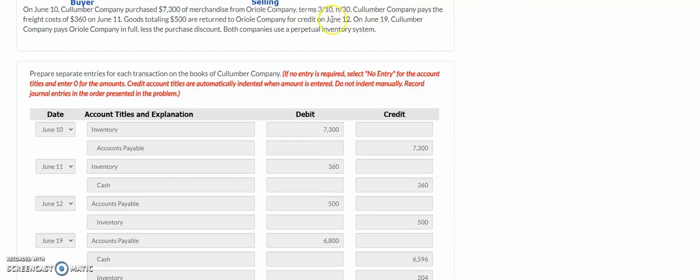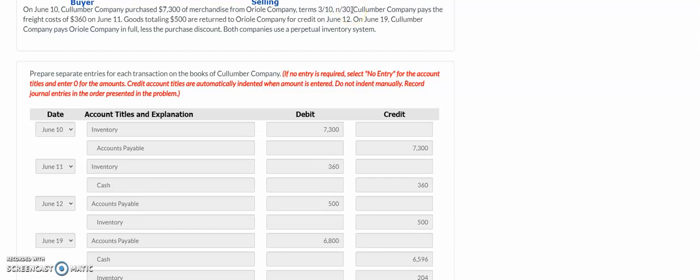What you're going to notice is that there are some terms associated with this purchase. Oriel Company is saying that when you purchase that merchandise, you have 30 days to pay it, but if you pay within 10 days, you're going to get a 3% discount. So the way you read this is 3/10, n/30: 3% if paid within 10 days, or, so the comma means or, the net amount, the amount that is due, has to be paid within 30 days.